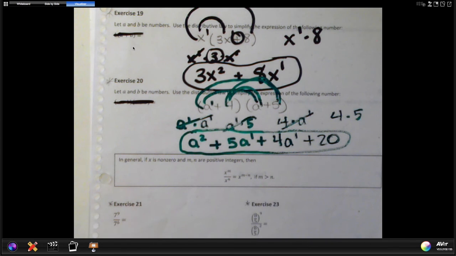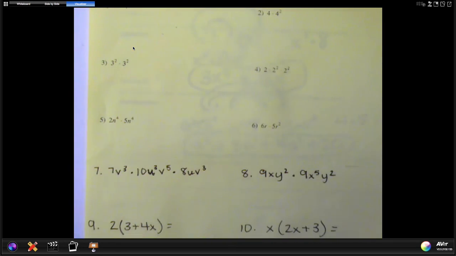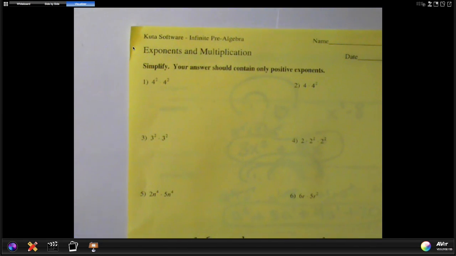So tomorrow, we will do the second half of this lesson, which is the division, starting with exercise 21. But for today, that will conclude our lesson. You'll be looking for this worksheet as your homework then on the website. It is titled Exponents and Multiplication. If you have questions, please make sure that you email me or that you come see me in the morning.